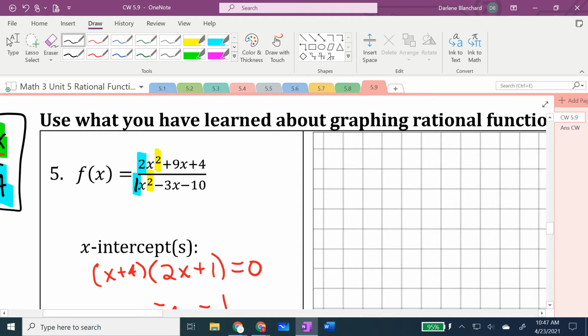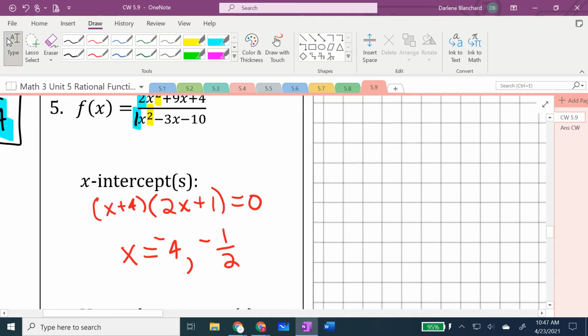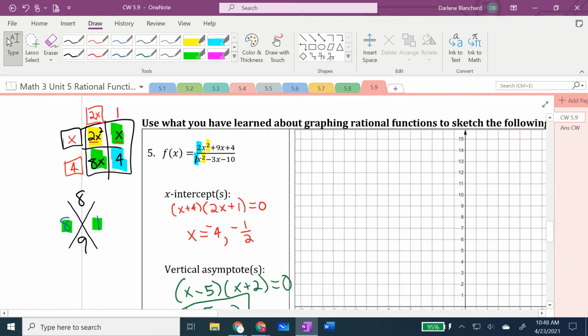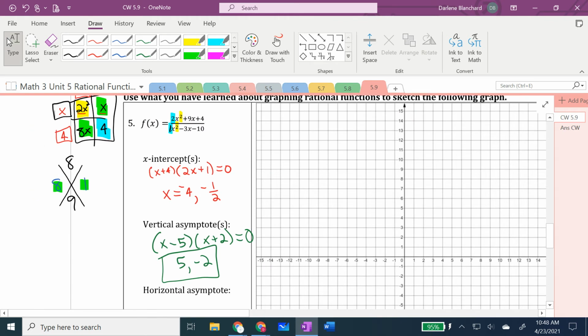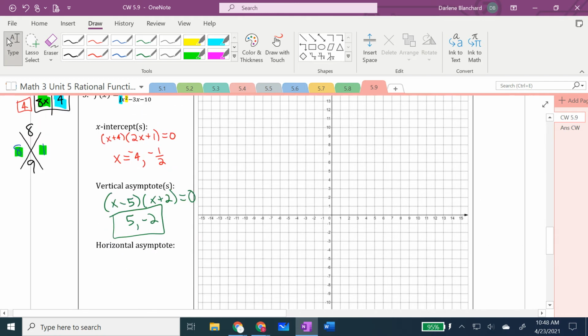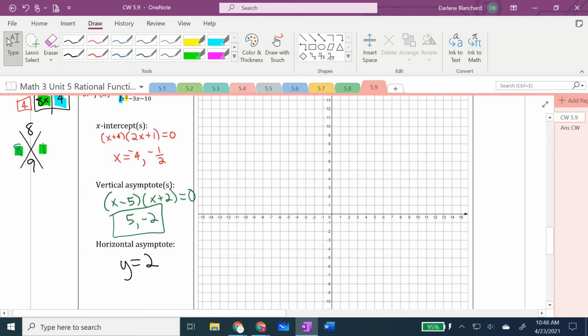What is the horizontal asymptote? Somebody type in the horizontal asymptote. Yes, thank you. Y equals 2. So this is all the information that is asked for. The information that is asked for needs to be drawn.